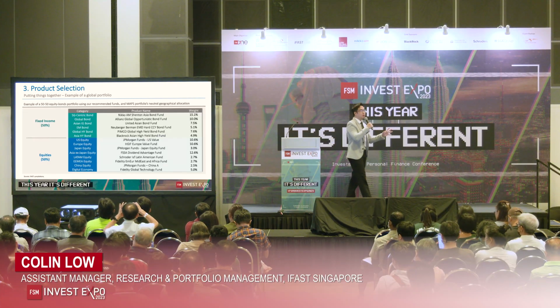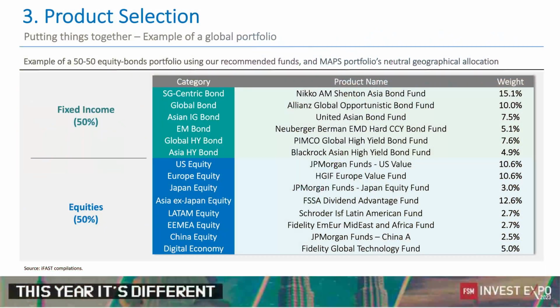So let me show an example of a 50-50 equity bonds portfolio, and feel free to take a picture or to note down the recommended weights as well as the recommended funds here. This is a model portfolio constructed with our MAPS portfolio's neutral geographical allocation, which I showed earlier, and using our list of recommended funds. This list of recommended funds is a list that we will review annually to pick out what best funds we believe represent a geographical region or a particular style. And for new investors, we do think that this is a good starting list of funds to consider.